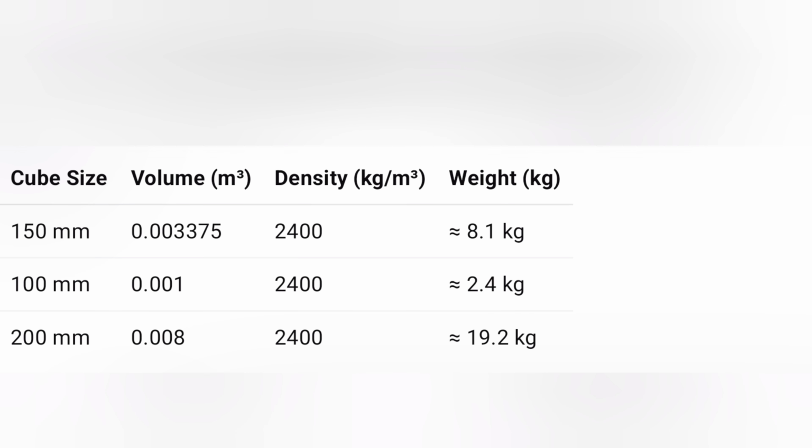Final answer. Here's a quick summary in tabular form. Cube size, volume in cubic meters, density, weight in kilograms. 150 millimeters, 0.003375, 2,400, 8.1 kilograms. 100 millimeters, 0.001, 2,400, 2.4 kilograms. 200 millimeters, 0.008, 2,400, 19.2 kilograms.